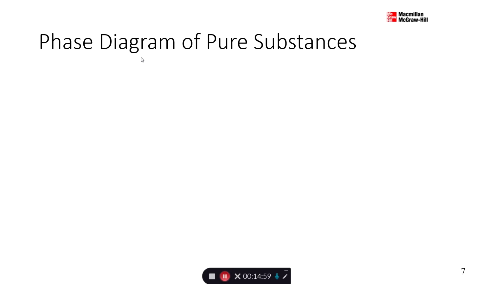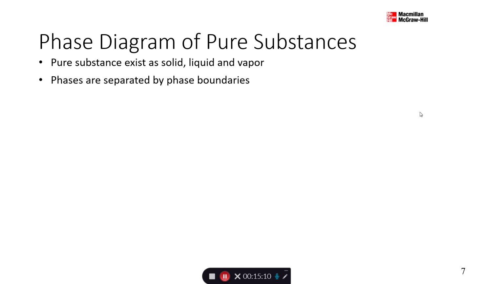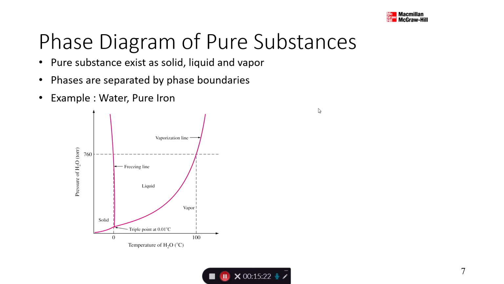Okay, so here let's look at phase diagrams of pure substances. Just now we were looking at sugar and salt. So now let's look at real phase diagrams of pure substances. Pure substance can exist as solid, liquid, or vapor. They are separated, the phases, by boundaries. So we have two examples here. We have a water diagram and a pure iron diagram. So this is for water. I'm sure you have seen this before. Okay, this is a phase diagram of water. Here we have pressure and temperature. So we know that there's a triple point at slightly above 0 degrees where solid, liquid, and vapor can exist.